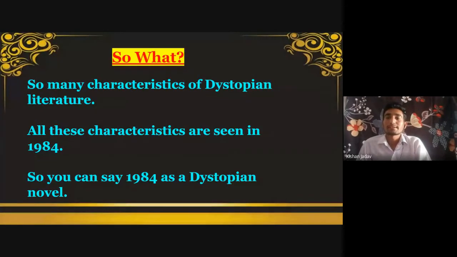So this is the characteristic of dystopian literature represented in the 1984 novel. So you can say 1984 is a dystopian novel. Next.